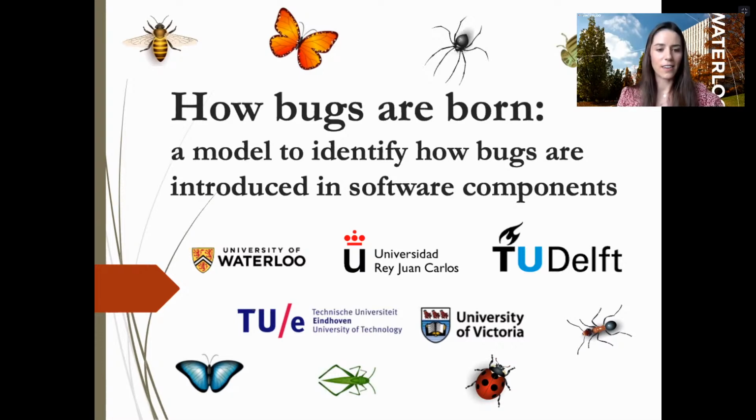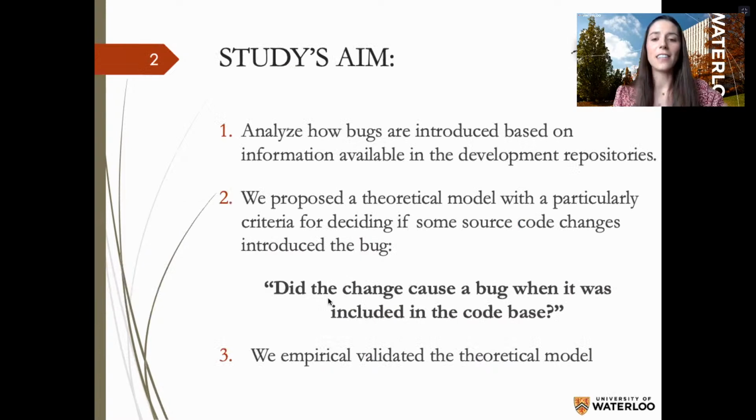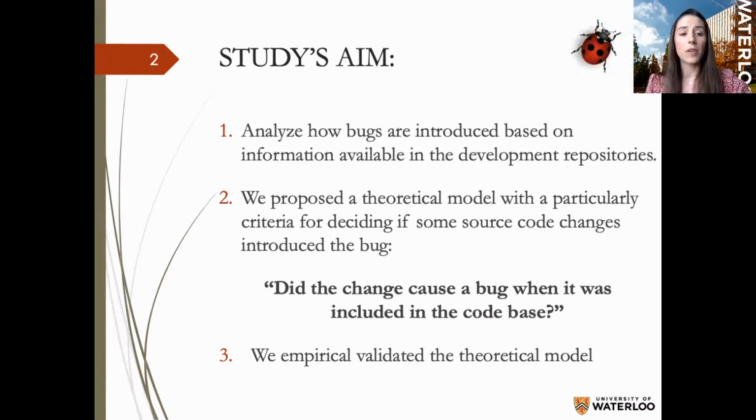So let's start. In this paper, we study how bugs are introduced based on information available in the development repositories. Here, it's very important to mention that we only focused on bugs that have been recognized as bugs by knowledgeable people from the project. So we have removed feature requests and bugs in test files from our analysis.